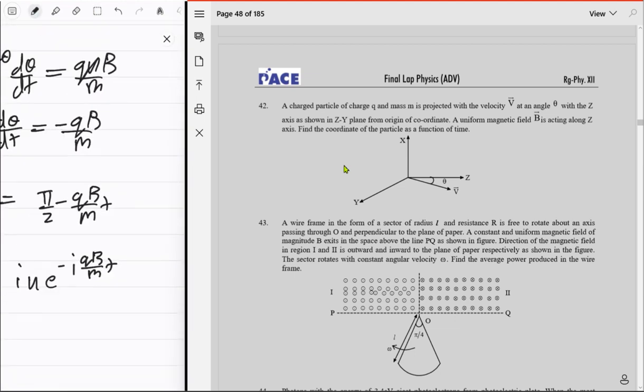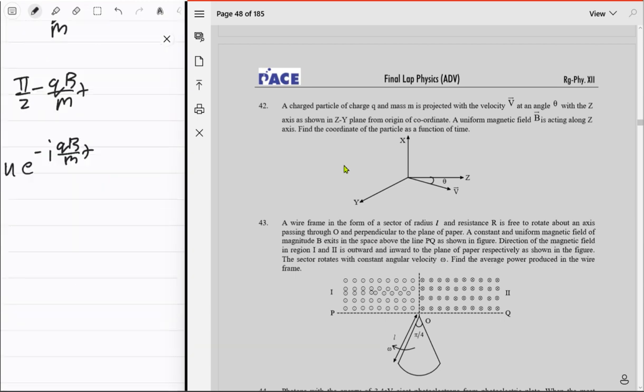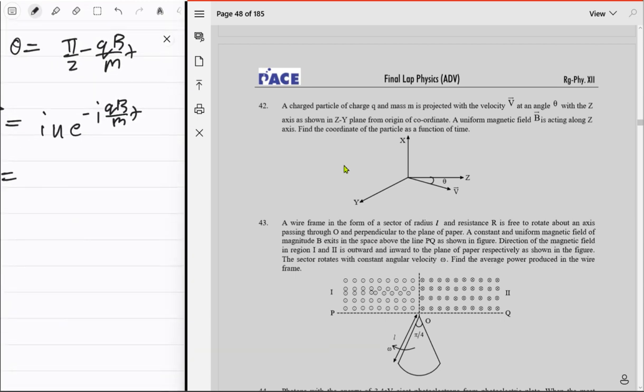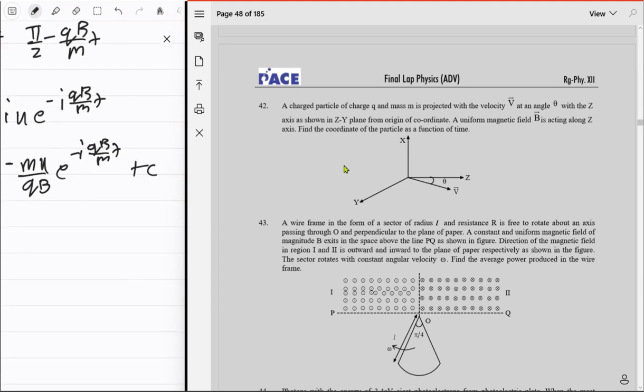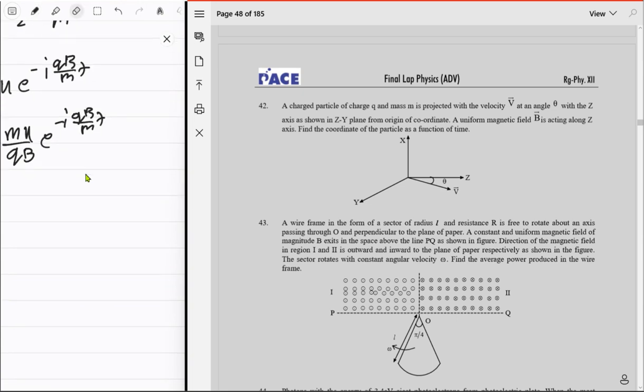Yep, e^(iθ), right, that's why. So integrating this, what do you get? First of all, upon negative iota or something, which happens with negative u. Then dividing by that, just negative m u upon qB, then e^(negative iota qB upon m times t) plus some constant. So at t equal to 0, it is negative m u upon qB, right? And we know this must be zero, so that constant is just mu upon qB.